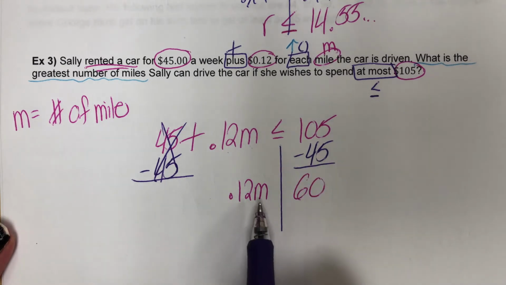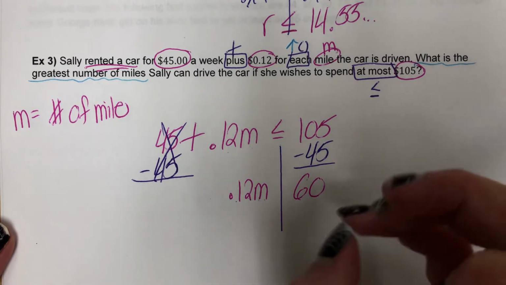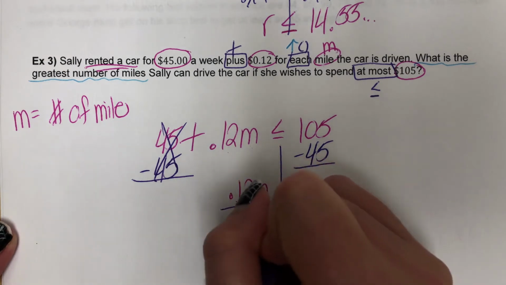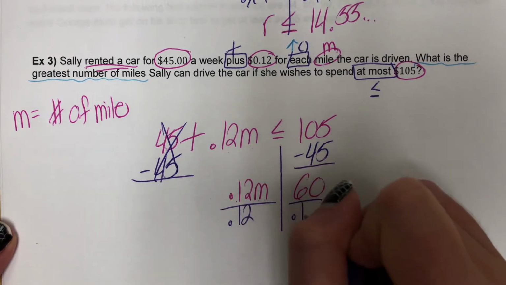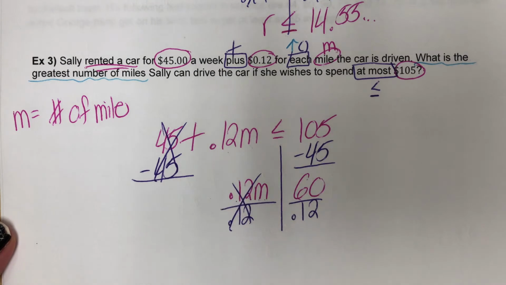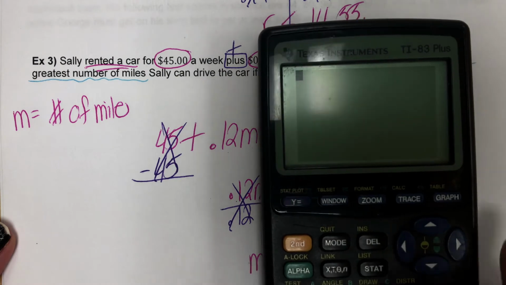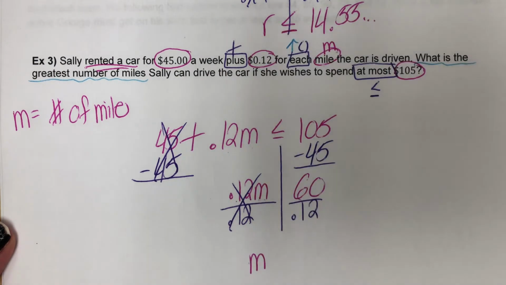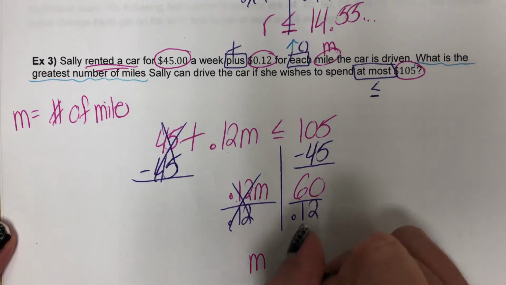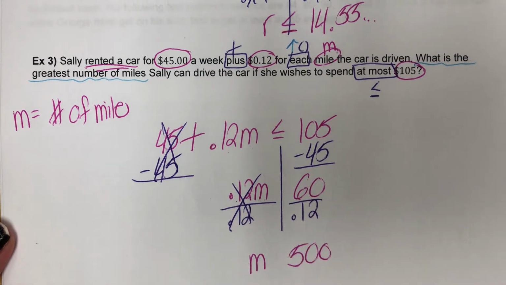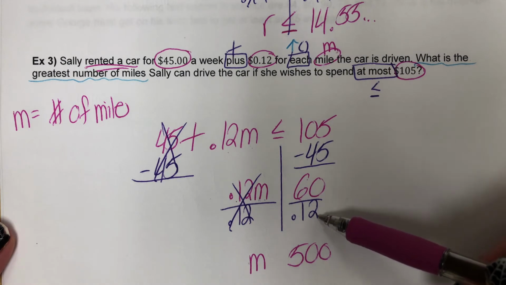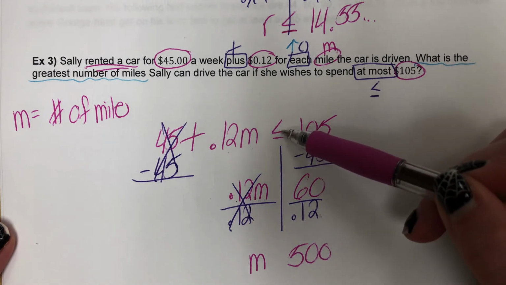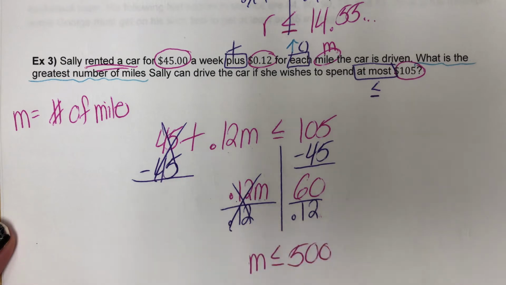And again, M is hanging out with 0.12. When I have a number and a letter mushed together, mushed is multiply, the opposite is divide. All right, so I'm gonna use that inverse operation again, which is division. When I divide both sides, here we go. Let me type this in the calculator here. 60 divided by 0.12. Cool, it's an exact number. It's a nice integer, 500. And again, did we divide by a negative? No, so I am not going to change this inequality. It's going to stay less than or equal to.